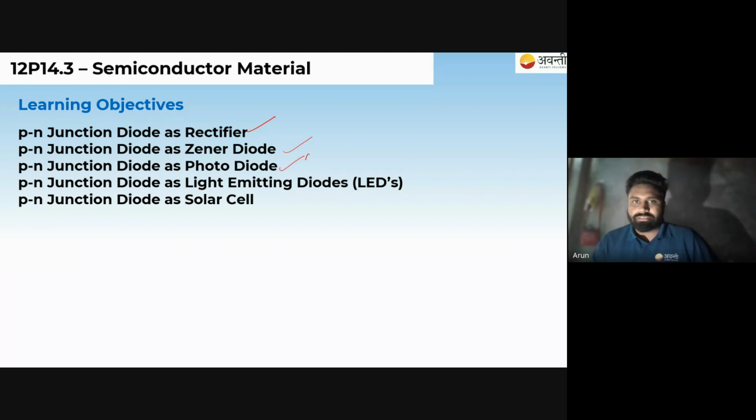Then the PN junction diode as a photodiode. This photodiode is a kind of photoreceptor which accepts light from the sun or from any source, and it will act as a diode. It will act as a digital switch. Got it? Then the PN junction diode as a light emitting diode, the LEDs that you are well aware of. We use LEDs in our households for daily uses.